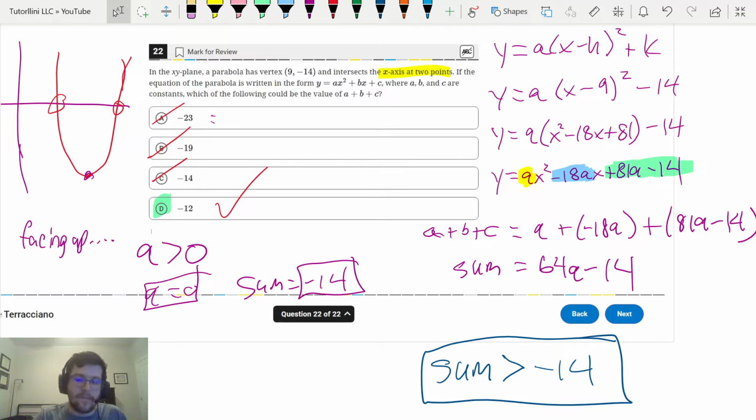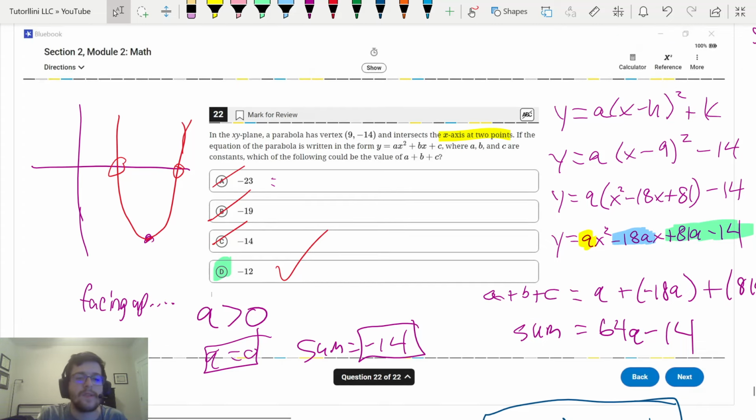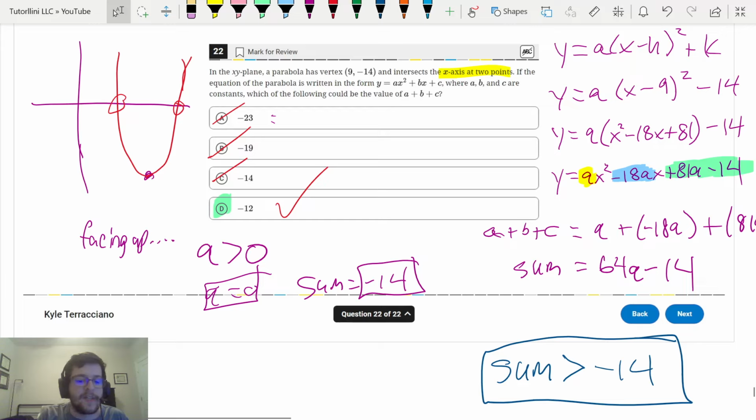Okay, anyway. So yeah, if a is greater than 0, then the sum must be greater than minus 14, because at a equals 0, the sum is minus 14. So it must be bigger than that because it's increasing, right? Okay, great. This concludes Module 2B.